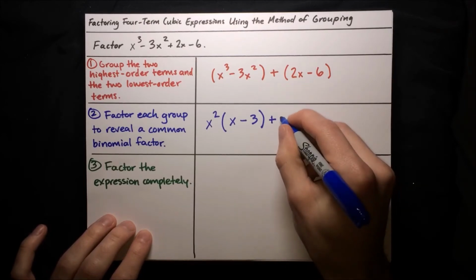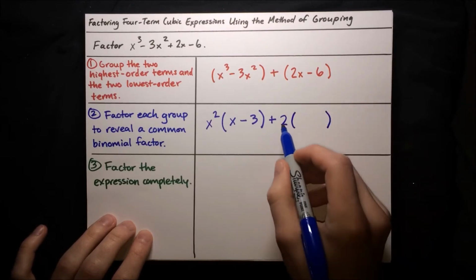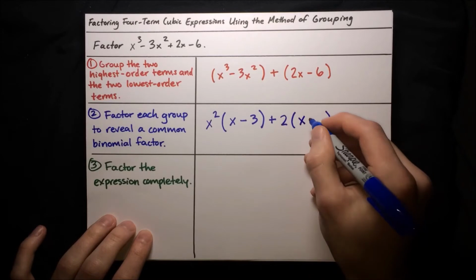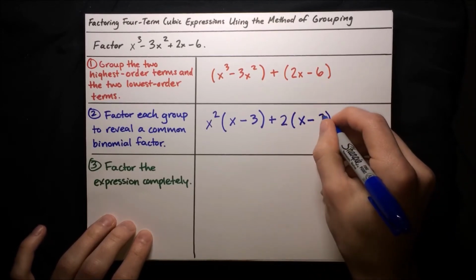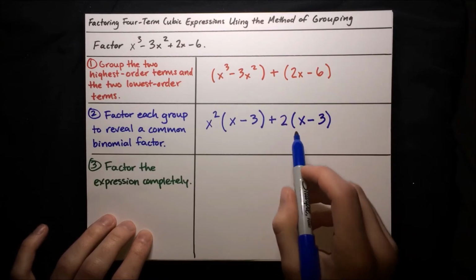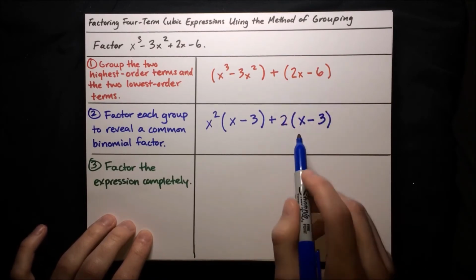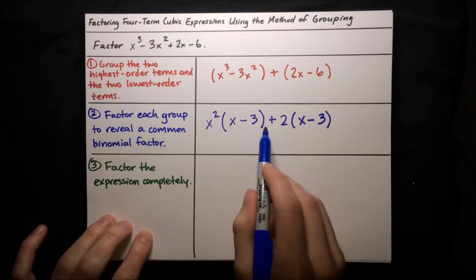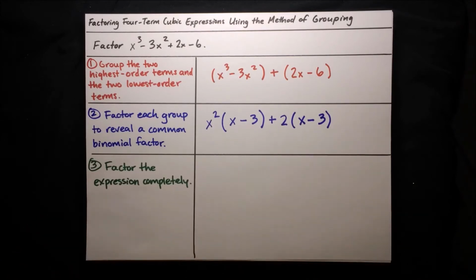So let's do that. Let's factor out a 2. And then what goes inside the parentheses? Well, 2 times what makes 2x? Just x. And then minus 2 times what makes 6? 3. Okay, cool. So if we expand this out, 2x minus 6, that matches what we had before. But now we see that we have a common binomial factor in both groups. There's x minus 3 here and x minus 3 here. Great, so that leads us to the final step here.